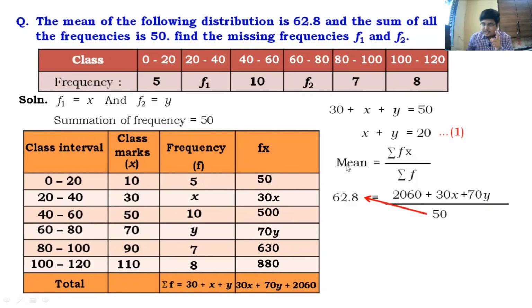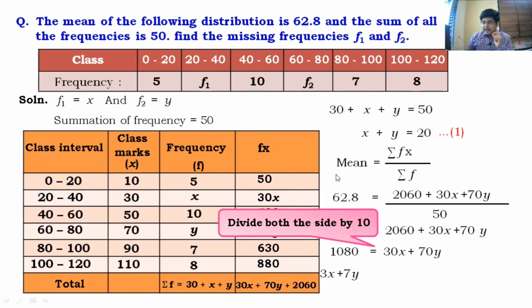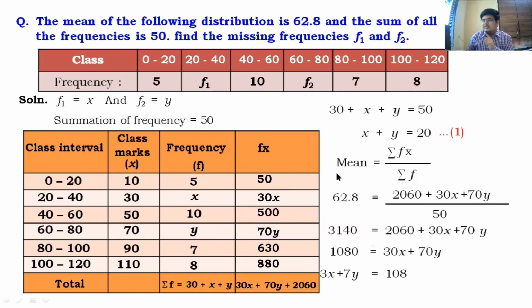So here guys, 62.8 into 50, you will get 3140 equal to 2060 plus 30x plus 70y, and then we'll shift 2060 to the other side. So here we get 1080 is 30x plus 70y and divide by 10 throughout. So when we divide by 10, we get 3x plus 7y is 108. And with that, we get the second equation. And now it's very simple. Now you have to solve equations 1 and 2 simultaneously. So I want you guys to pause this video, solve these equations simultaneously, and then we will check the answer.